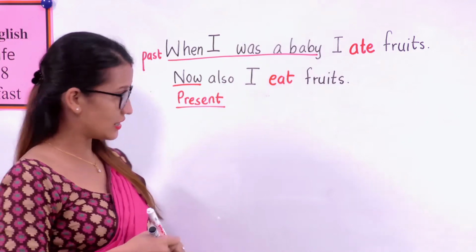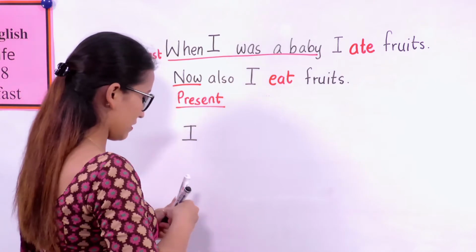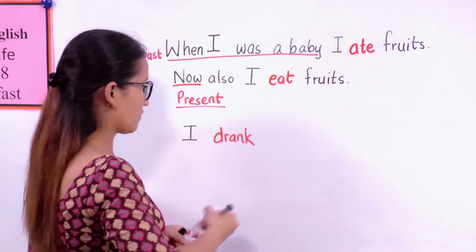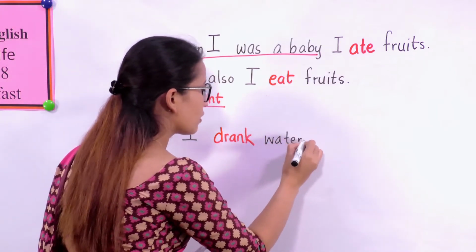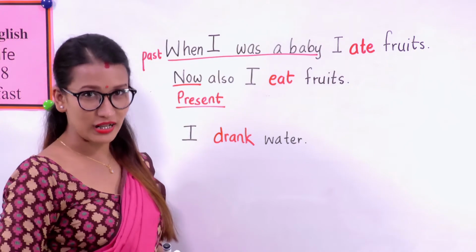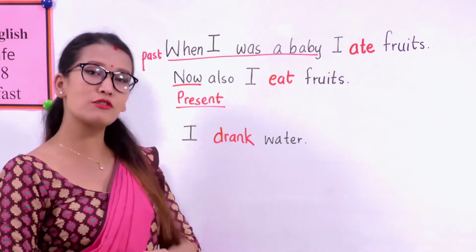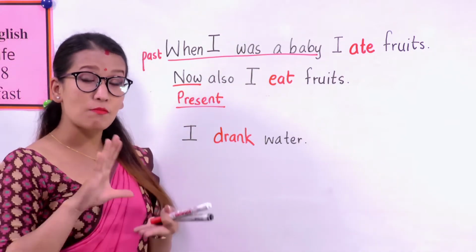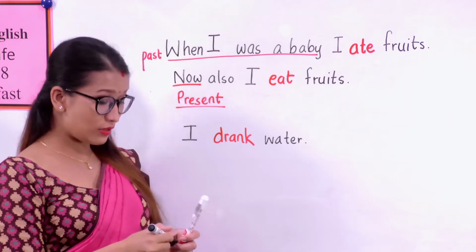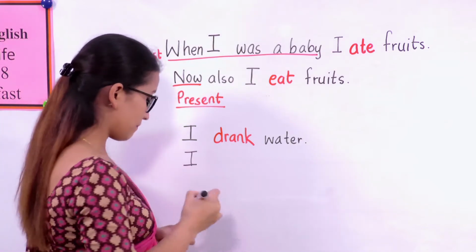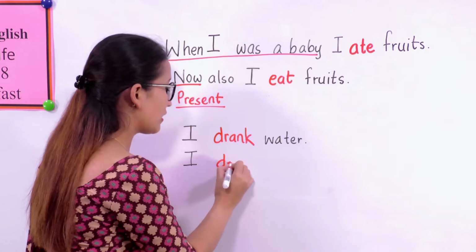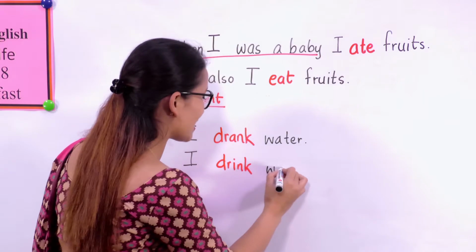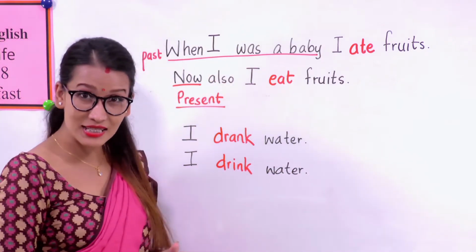Now, how to use that sentence? I drank water. Look, I drank water. Yes? I drank water 5 minutes ago. But if I take a glass of water and drink it now, what will this sentence be like? I drink. I drink water. Very good. I drink water. Yes? Wow.